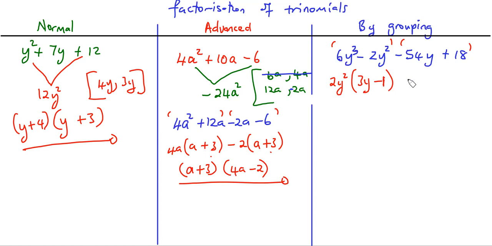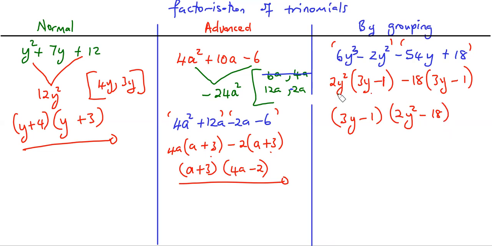Then in this case, you're going to take out negative 18, because we don't want the negative here, we want the negative here. That's why we're putting negative 18. Then when you take out negative 18, you're going to get 3y minus 1. Now your brackets are identical, so you know that you're coming all right. 3y minus 1, then 2y squared minus 18. So we're taking this one and this one, then we put it in another bracket.